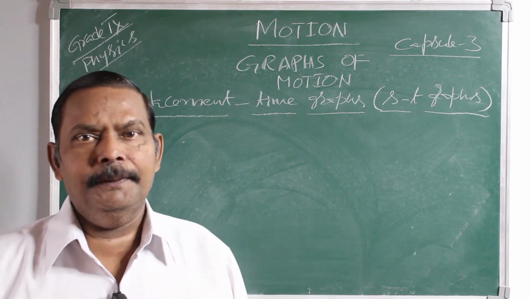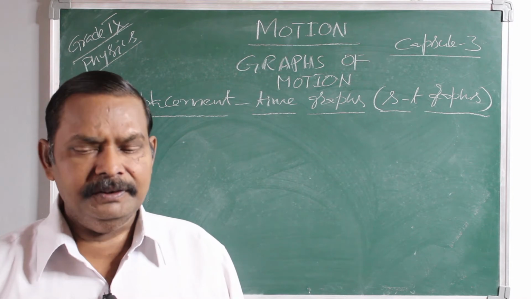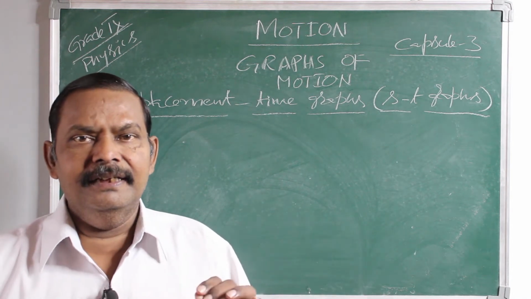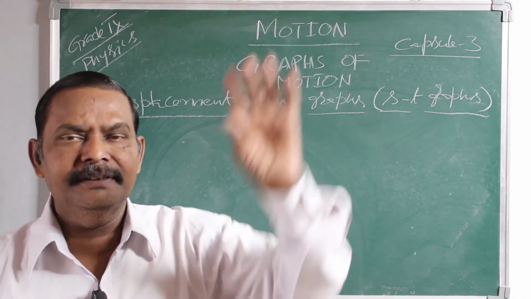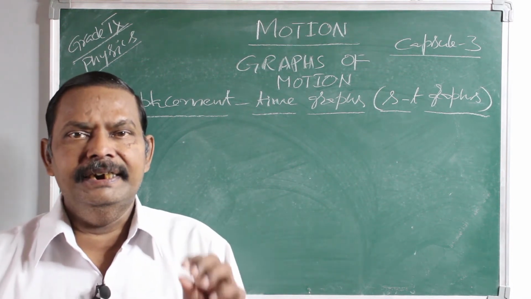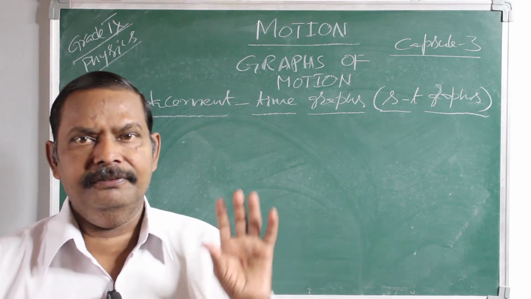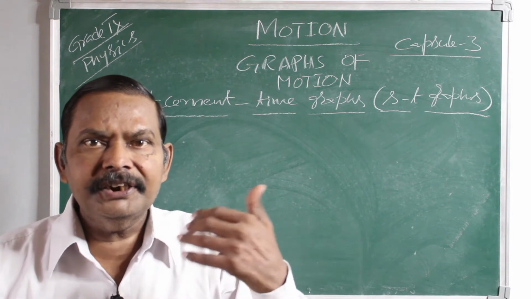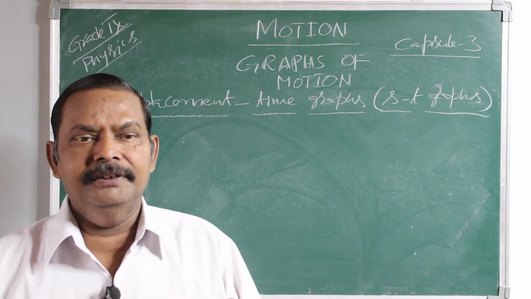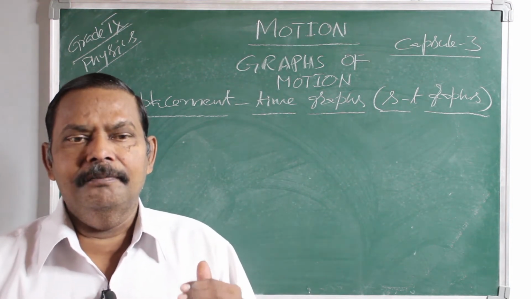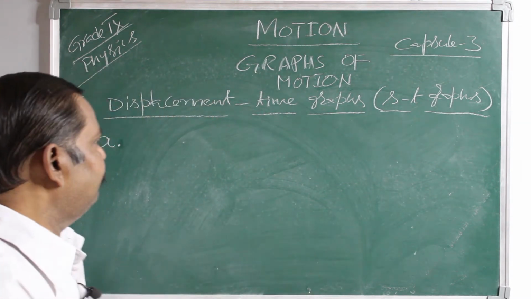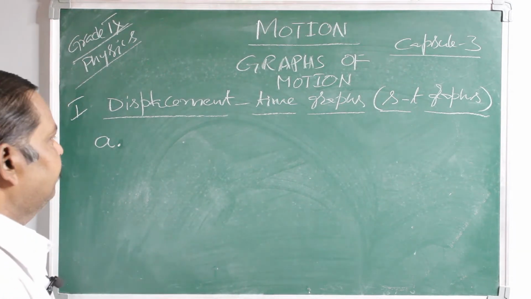Now let us see first about the displacement time graph, ST graphs. Take the time of journey on x-axis and the corresponding displacement on y-axis, and if you plot the points and draw the graph, that particular graph is called displacement time or ST graph. By looking into the shape of the graph, we can find the nature of motion. In what way the body is moving, you can find by observing the shape of the graph. Let us see the first in the list, example 1.